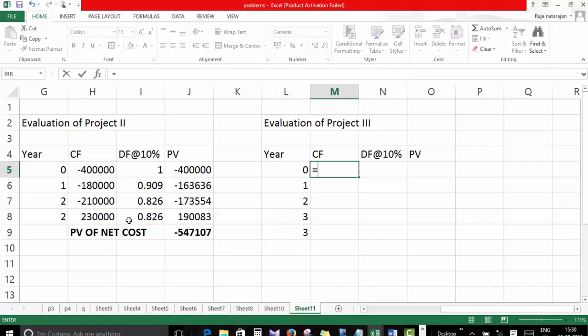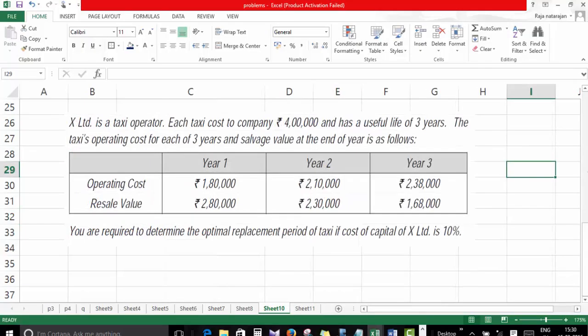Cash flows, year 0, it's going to be an investment of 4 lakh. Year 1, already we have calculated. I'm just picking up from here. Year 1, it's an outflow of 1 lakh 80. Year 2, it's an outflow of 2 lakh 10. And year 3, let's take from the question, it is 2 lakh 38,000.